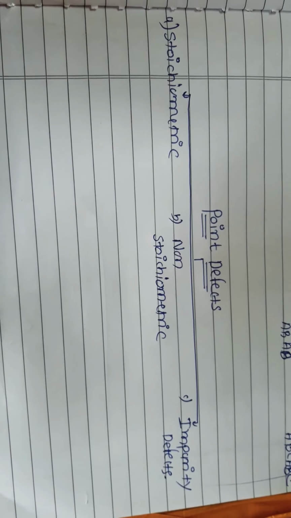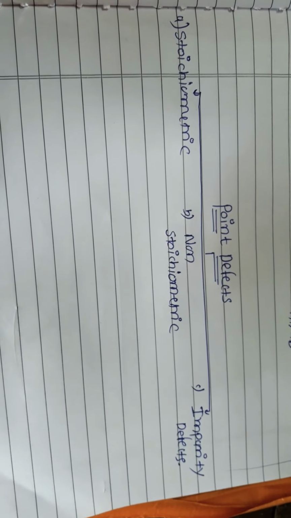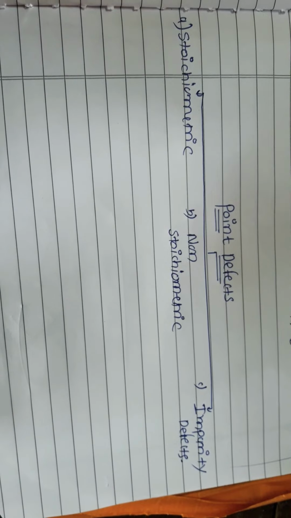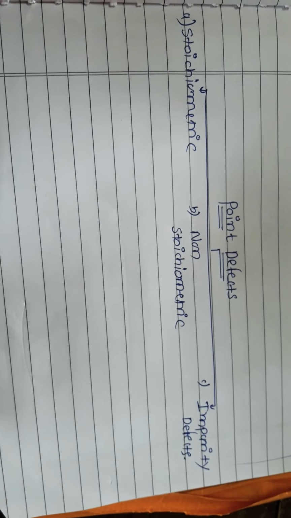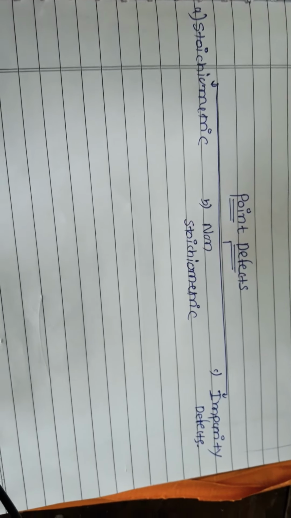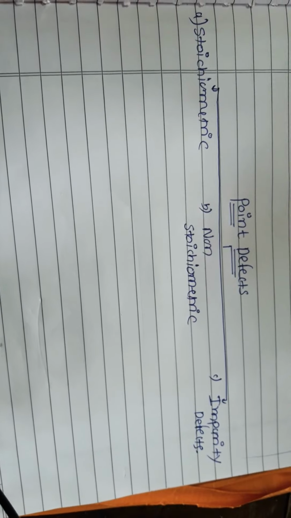Stoichiometric defect means stoichiometry is present, that is, the number of cations and the number of anions are the same. Non-stoichiometric defect means the ratio of cations and anions is not equal. And impurity defect means there is insertion of some impurities.